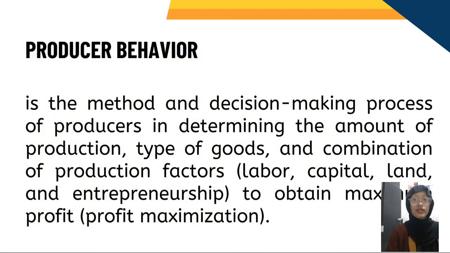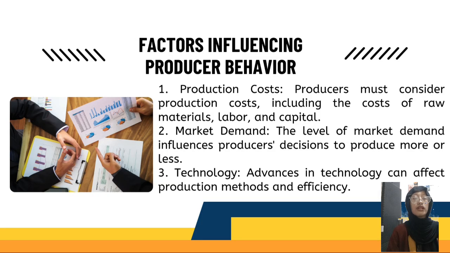Next is the factors influencing producer behavior. The first is production cost. Producers must consider production costs, including the cost of raw material, labor, and capital. The second is market demand. The level of market demand influences the producer's decision to produce more or less. The third is technology. Advances in technology can affect production methods and efficiency.